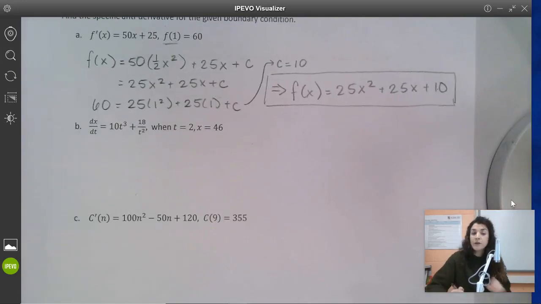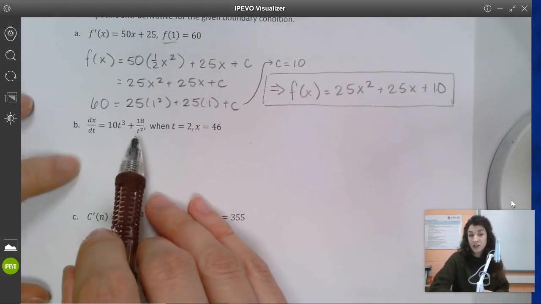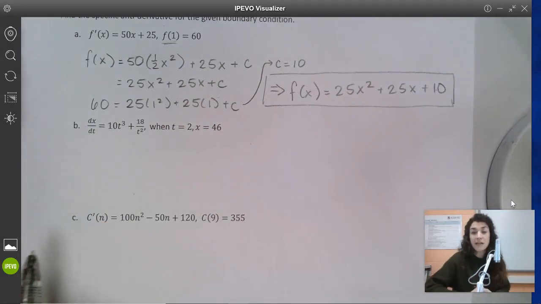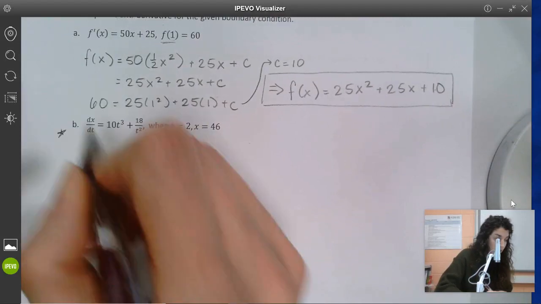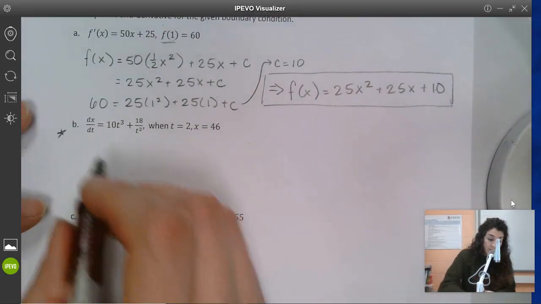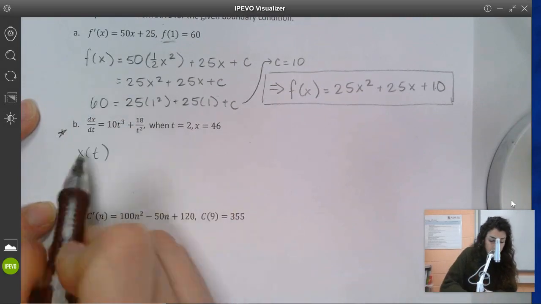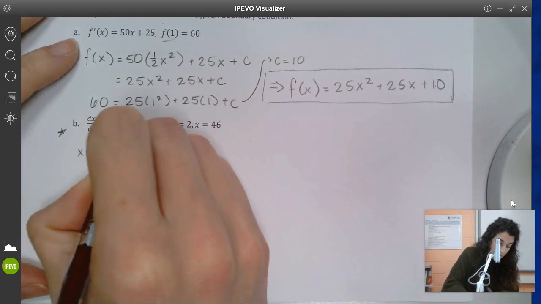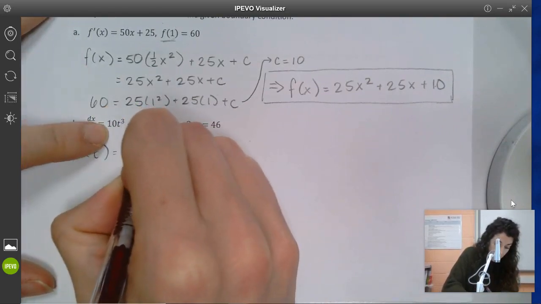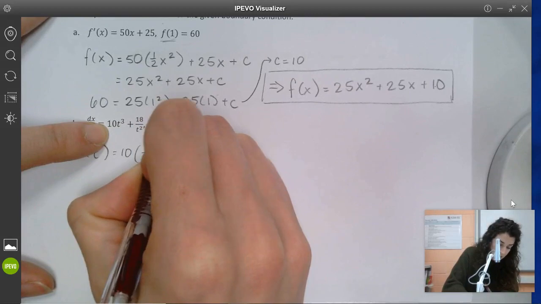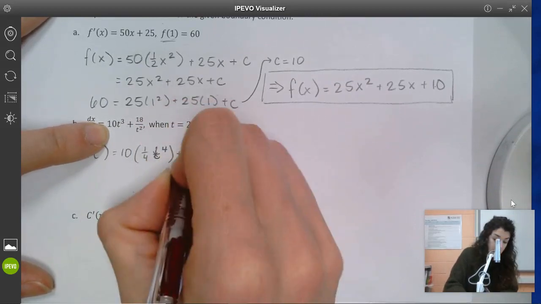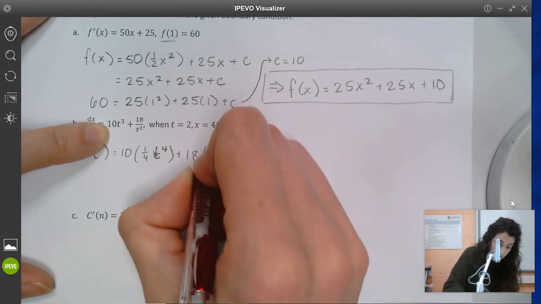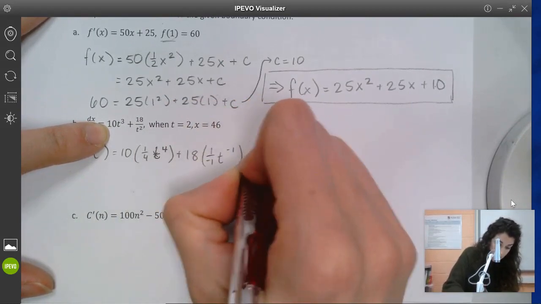All right, I would like for you to do the last two on your own. Remember that you can make that 2 down here, the t squared to the negative 2, so you can get out of the fraction. But I would like for you to do b on your own now. Finding x of t, we know it's x of t because this is our y value, right? And this is our input. It becomes 10 times 1/4 t to the 4th, plus 18 times t to the negative 1, and then divide by that, and then plus c.